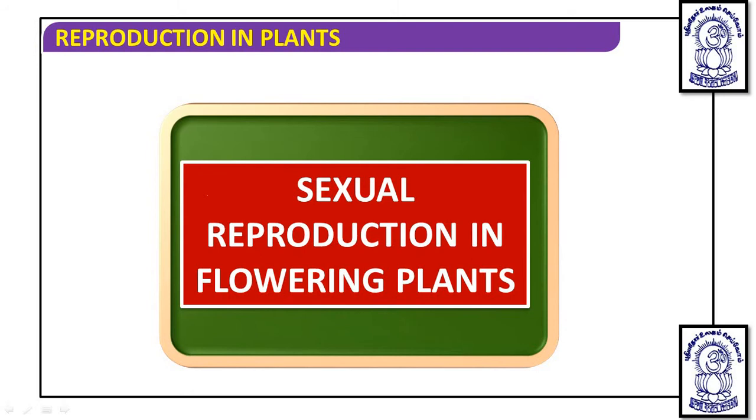Apart from that, we have also studied the female reproductive organ, that is the carpel or gynoecium, and in that also we have studied the ovule structure, how megasporogenesis leads to the formation of megaspore, and how the egg cell is produced within the embryo sac. Then we have also studied pollination and different types of pollination.